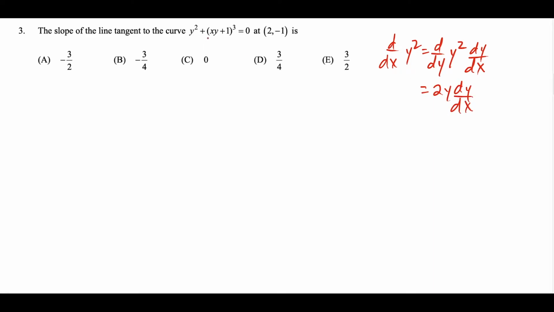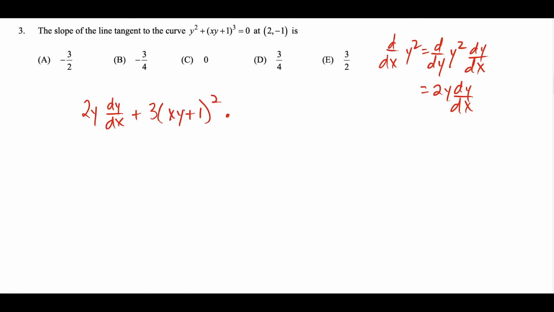The shorthand way, though, is just knowing that anytime you take a derivative of a y term, it's going to tack on a dy dx or a y prime. So we start this off. The derivative of y squared is 2y dy dx. And now we have plus, and now we're going to use the chain rule. We're doing the derivative of the outside, so we have 3 times xy plus 1 to the second times, and now we have to do the derivative of the inside.